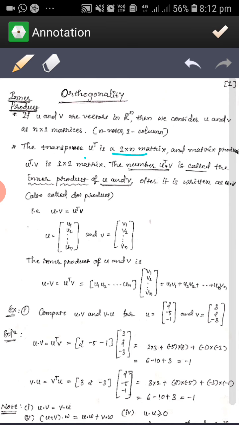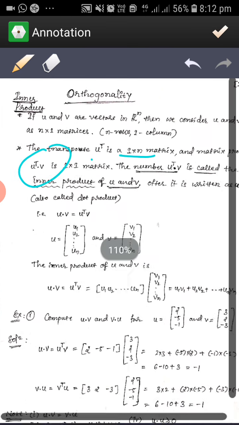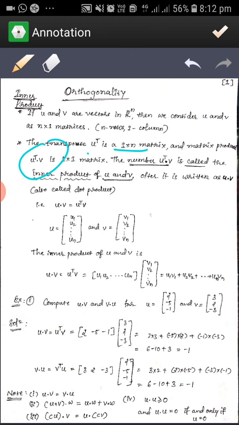Then the matrix product u transpose into v is a 1 cross 1 matrix. After the transpose, whatever multiplication we do with the other vector gives a matrix of size 1 cross 1. That product, u transpose into v, is called the inner product of u and v.